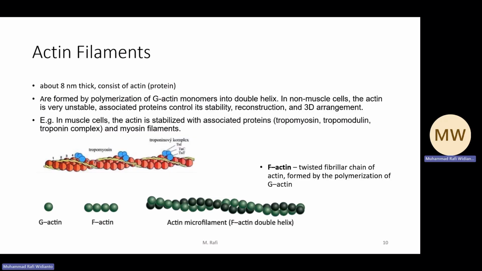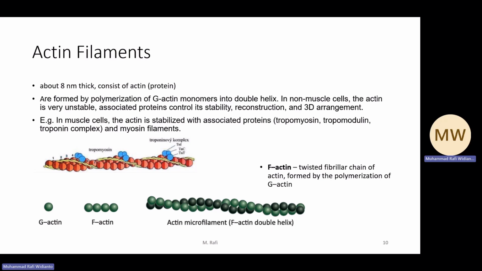And now let's talk about actin filaments. They are generally about 7 or 8 nanometers thick, depending on what you read. And they consist of actin, which is the protein. Makes sense, right? They are formed by the polymerization of G-actin monomers into double helixes. It's also important to note that in non-muscle cells, they are unstable because they do not contain the tropomyosin and troponin complex, basically all the associated proteins that are used to regulate the cytoskeleton of actin.